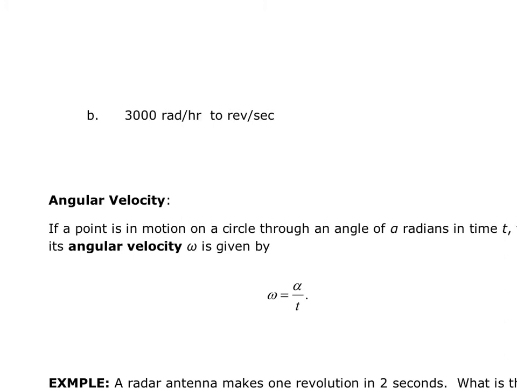So the question is on B, it says 3,000, but I don't see pi in there. Pi's already embedded in there. So some number times pi is 3,000. Remember, we're trying to convert from radians into revolutions.